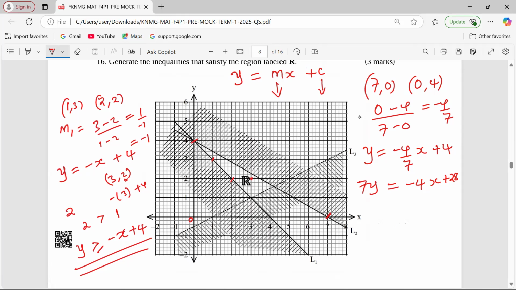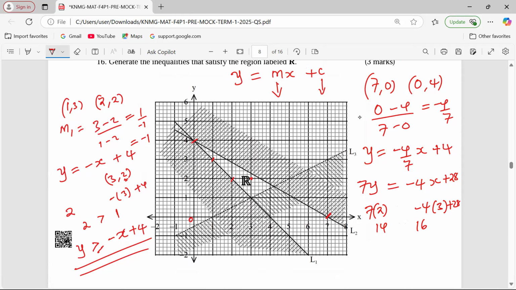Now with this, we can use our coordinate again, (3, 2), so that you may see how the right and the left side will be related. So 7 times 2 because of y. The other side, we are having negative 4 times 3 plus 28. So this is 14. And on the other side, we have negative 12 plus 28, giving us 16.